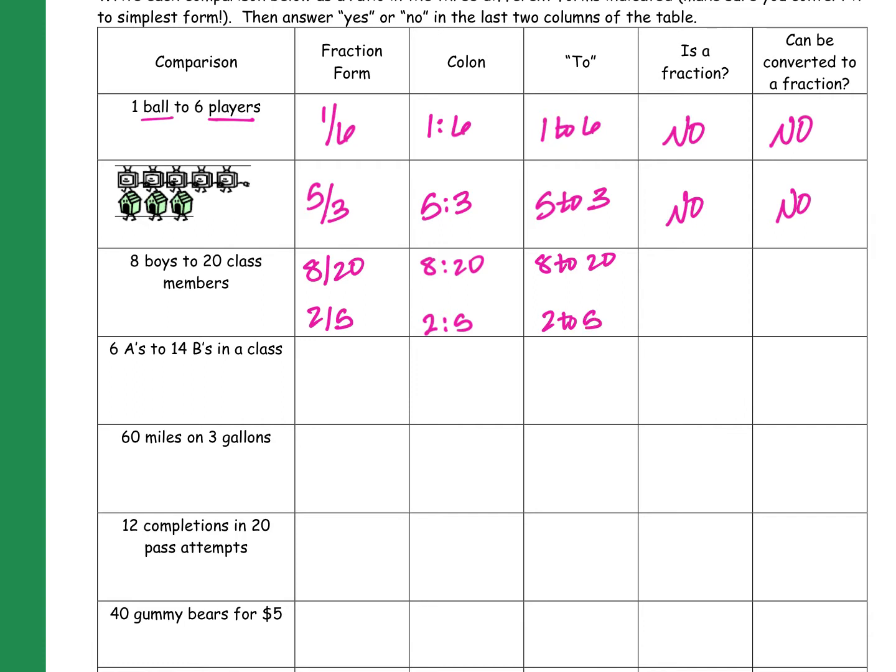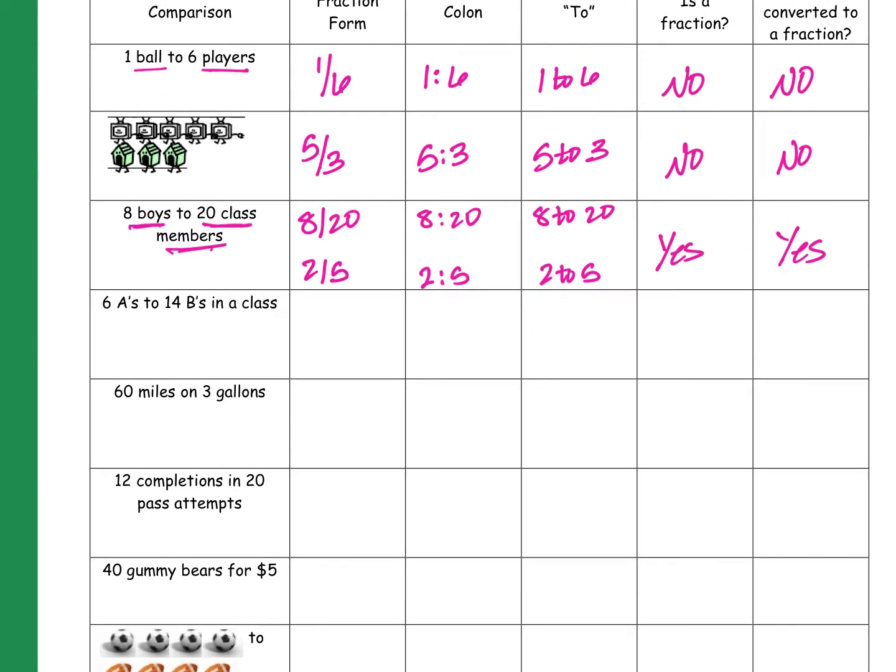Okay, so is this a fraction? Yes, it is, because I have 8 boys and my total class is 20. So it's already a fraction. It's a part to a whole. So this one is already a fraction, and it's already converted, so I can just say yes there. Okay, so let's look at the next one.